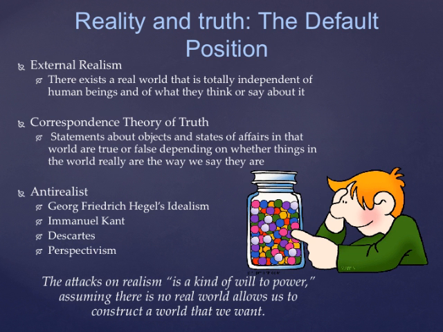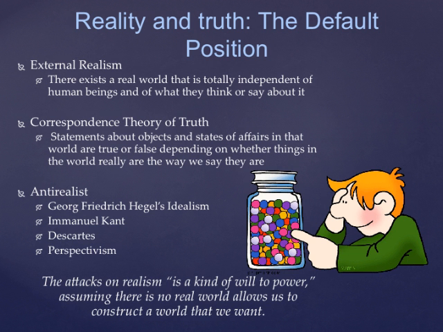And then there's the correspondence theory of truth, another term you need to familiarize yourself with. The correspondence theory of truth states that statements about objects and state of affairs in the world are true or false depending upon whether the things in the world really are the way we say they are. Look at the boy counting marbles. If he says there are 78 marbles in that jar, he is true if there is in fact 78 marbles in that jar. He's wrong, or his statement is false, if there is 89.